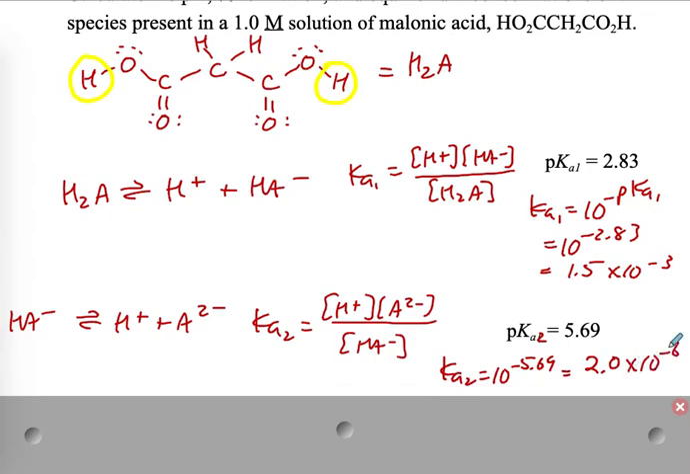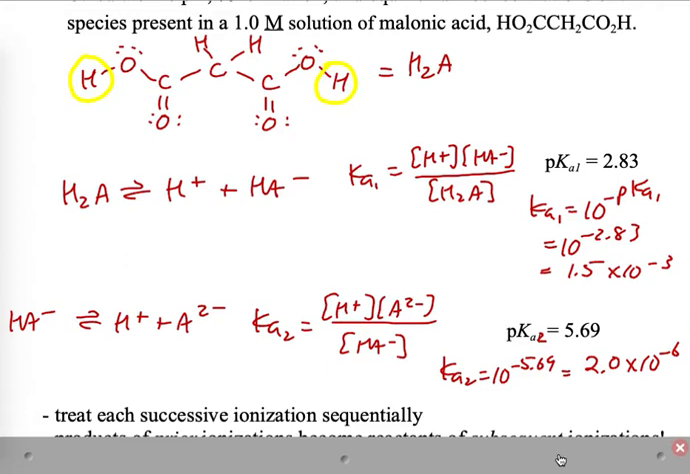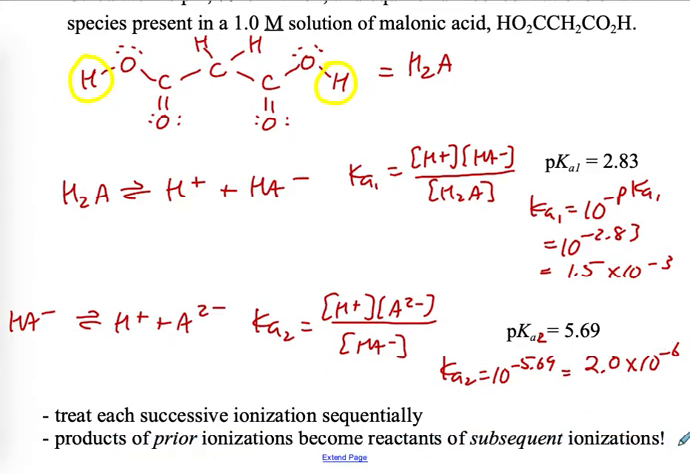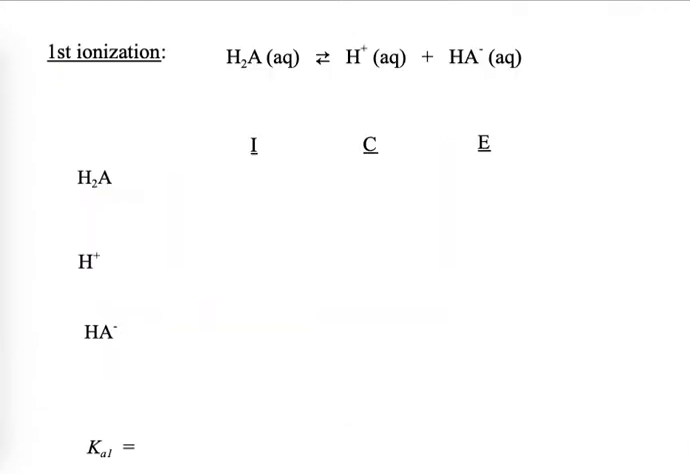So we have equations to represent the subsequent ionizations, and we have equilibrium expressions for the first and second ionizations, and we have numerical values of the ionization constants. So we are going to treat each successive ionization sequentially. The important point is that the products of the prior ionizations become the reactants of the subsequent ionizations. So let's see how that works.